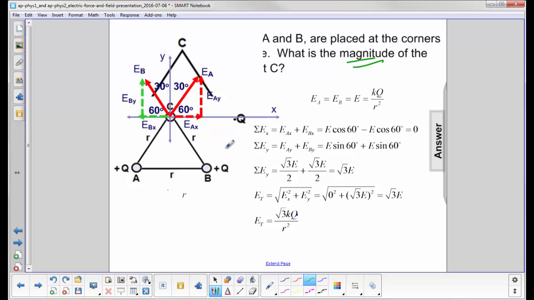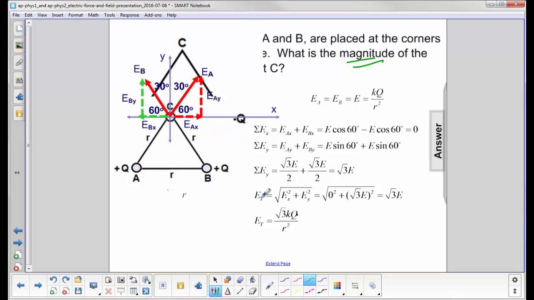The electric field due to each charge is the same because it's the same distance away from point C, and each magnitude of the charge is the same. We then plug in our value for E, which is KQ over R squared. And we also have this radical 3 over 2, which comes from the sine of 60. We add those two together, we get radical 3.